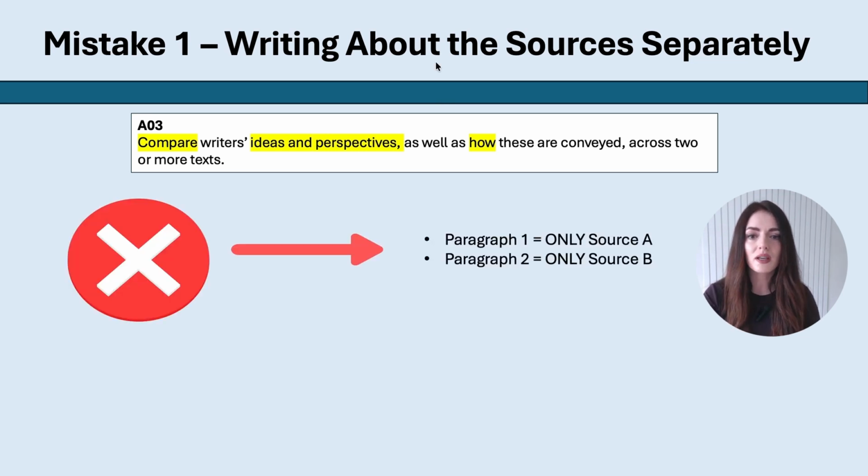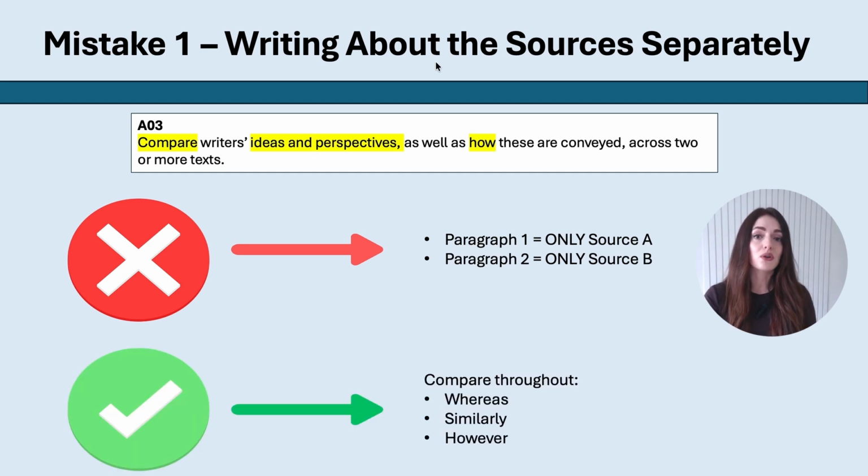Now, this does not mean you have to mention both sources in every single sentence, but it does mean your paragraphs should stay focused on one main comparison idea across both texts. So for example, you might focus on how both writers present travel, how both writers present fear, or how both writers present nature. And throughout that paragraph, you should keep linking the ideas together, not necessarily on every sentence.